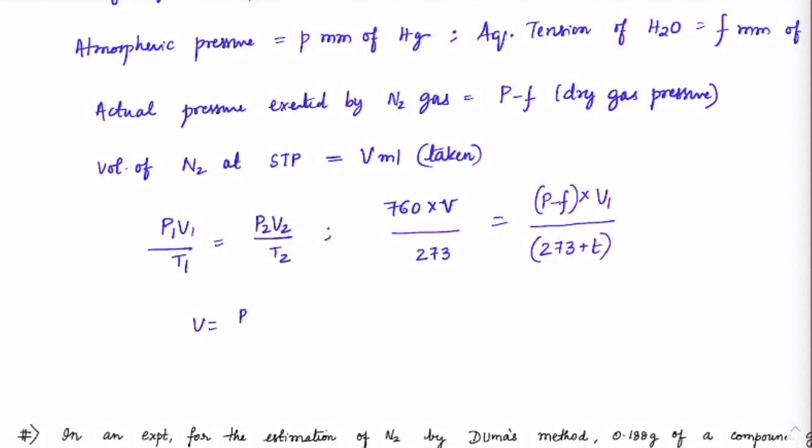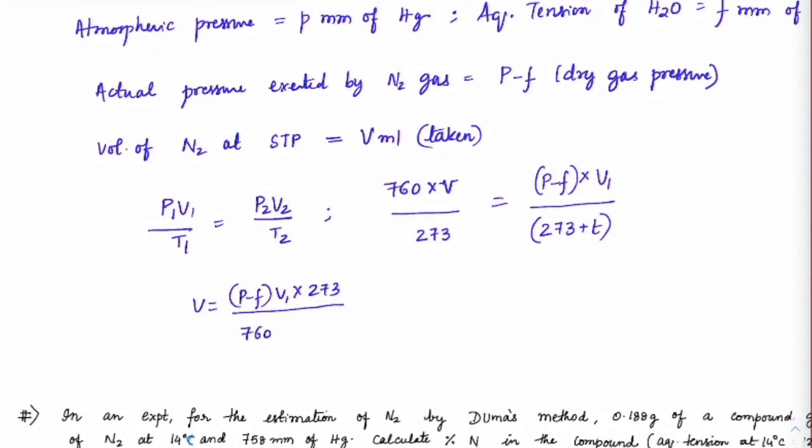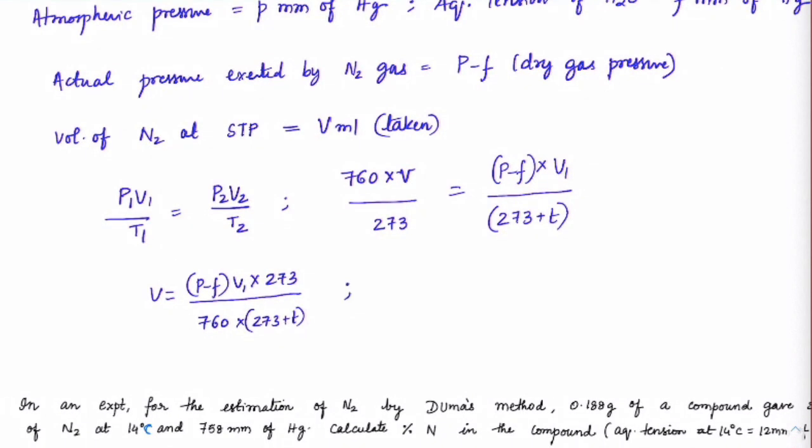So the volume will be (P minus F) into V1 into 273 divided by 760 into (273 plus T). So we got this as the volume. Okay. So based on this volume, I can calculate number of moles of N2, which will be equal to volume in ml divided by 22400.